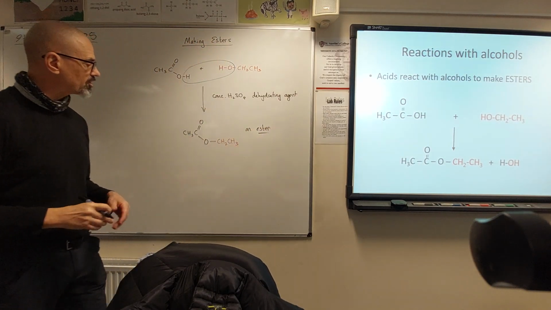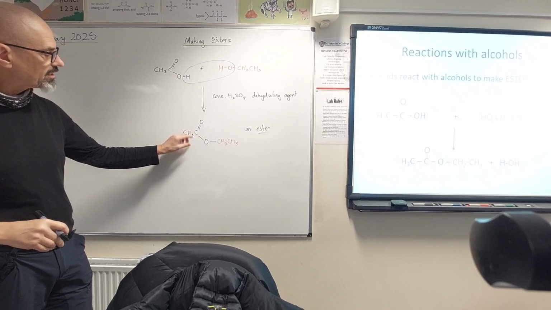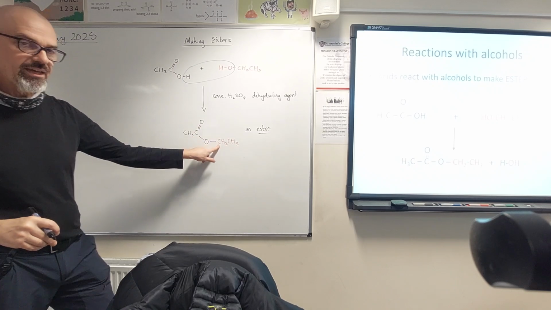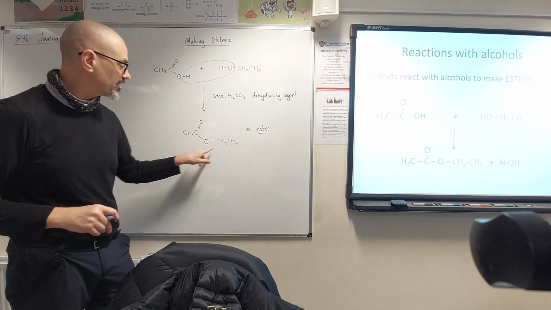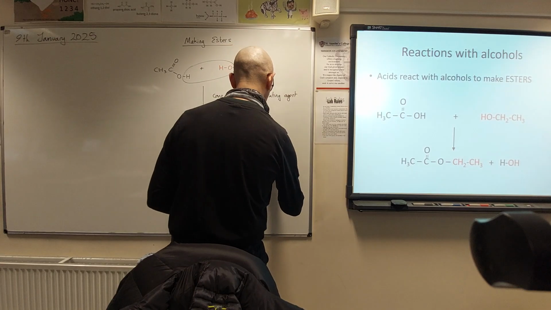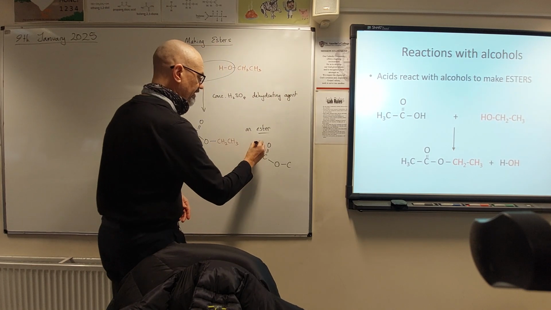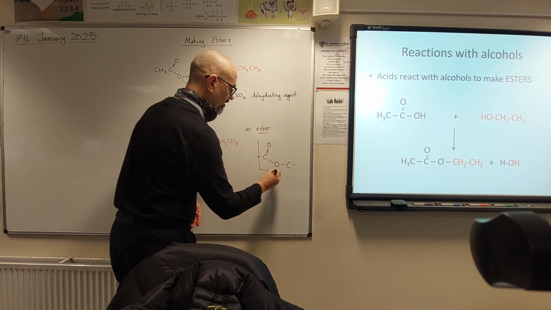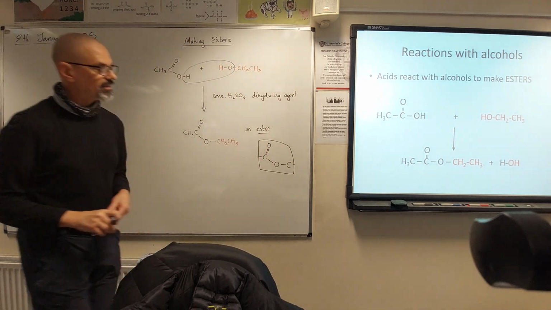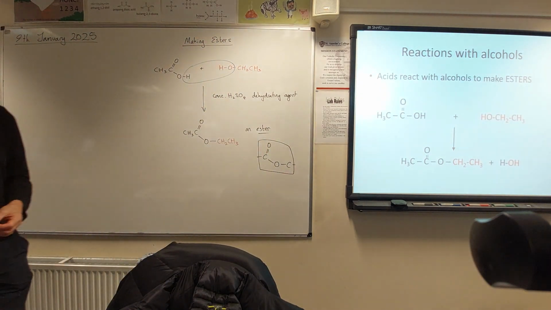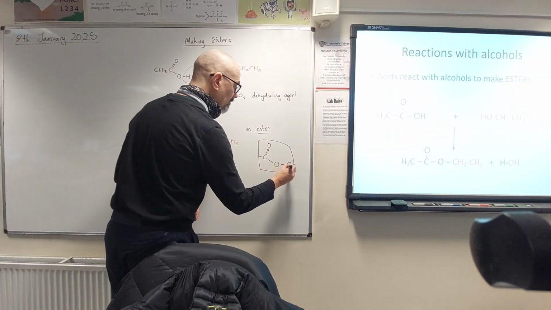So the ester is a functional group which looks a little bit like the carboxylic acid group, except we have a carbon attached to the oxygen here instead. So we've got carbon, oxygen, oxygen, carbon, and then whatever's attached to that carbon there. That's our ester functional group there. And obviously there'll be more bonds coming out of there.